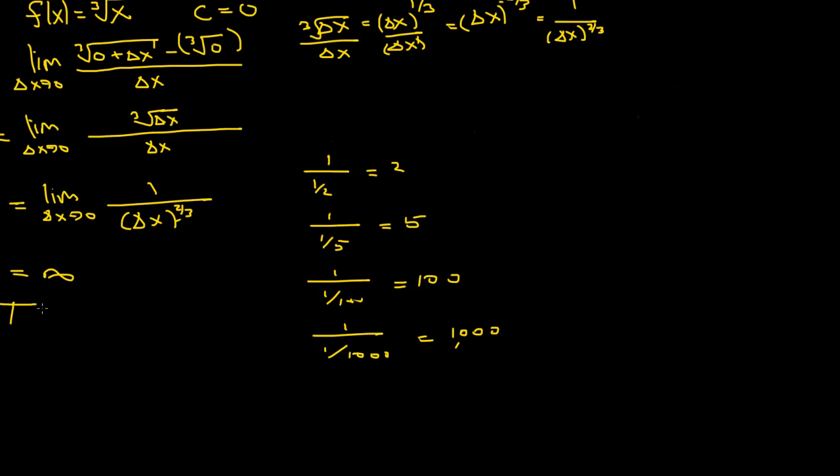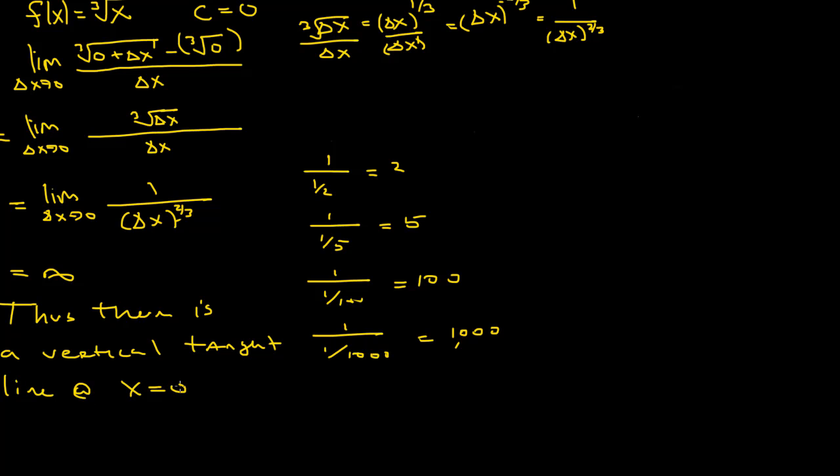Thus, there is a vertical tangent line at x equal 0. Okay? So if you're working through some of these limits and you end up getting an infinite limit, whether that's positive infinity like here or maybe negative infinity, that means you have run into a vertical tangent line.